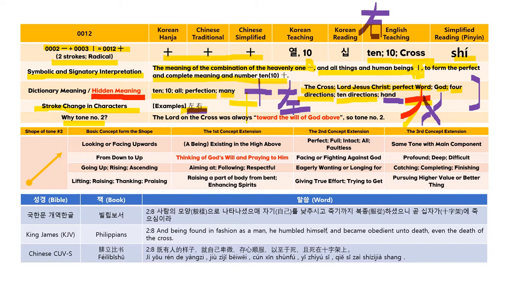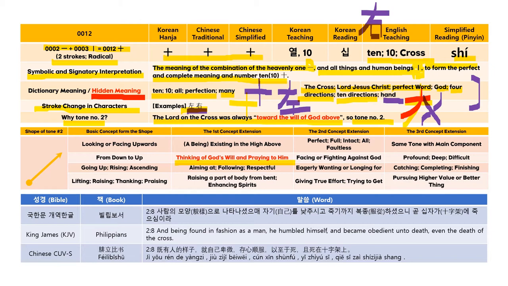Okay, and the next question for the Chinese character learners, why this character has tone number 2 value? The Lord on the cross was always toward the will of God above. So tone number 2. When Jesus came down to the earth as a man, he just thought about God's will and prayed to him, to God. So the value of the concept in this way, I just remember this character has the tone number 2 value.